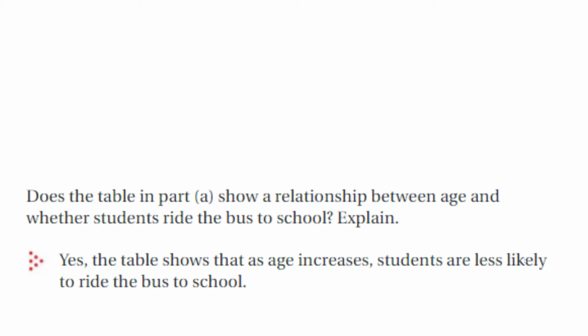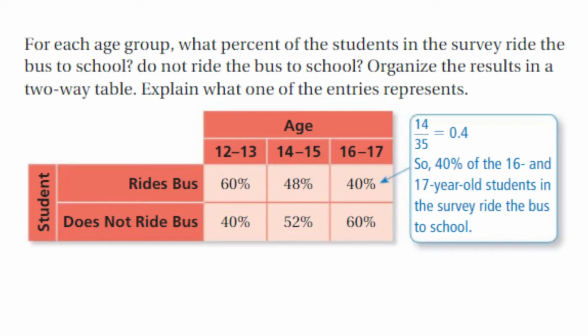Here it says, does the table in Part A show a relationship between age and whether students ride the bus to school? Explain. We say yes. The table shows that as age increases, students are less likely to ride the bus to school. And you see that. As a student gets older, they are less likely to ride the bus to school. So this goes down as age increases. This goes up as age increases.